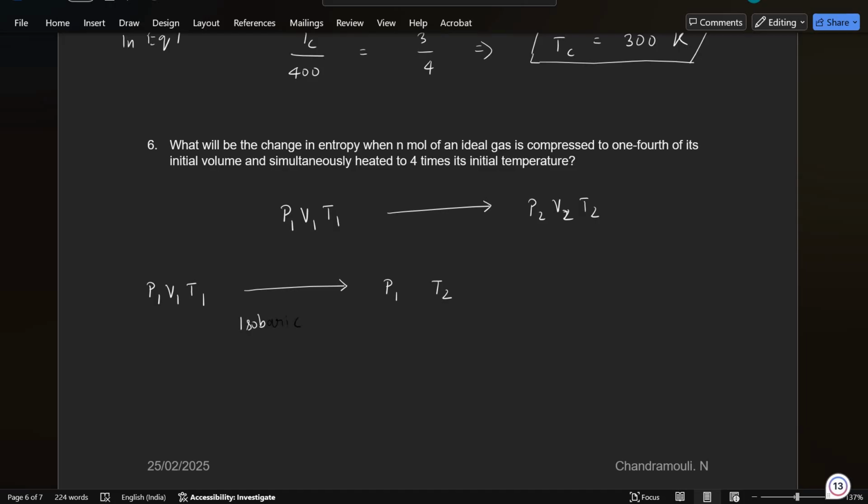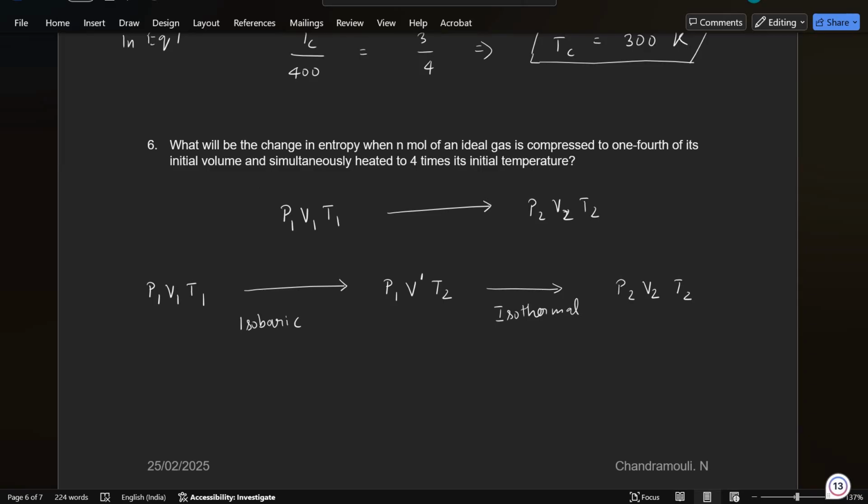Isobaric path. Volume will of course change and it will be some other volume. Let's keep it as V dash. Then I go in an isothermal path where I have T2 constant, and I go from P1 to P2 and V dash to V2. So these are the two paths that I have. For each of these paths, we can calculate the delta S, correct?